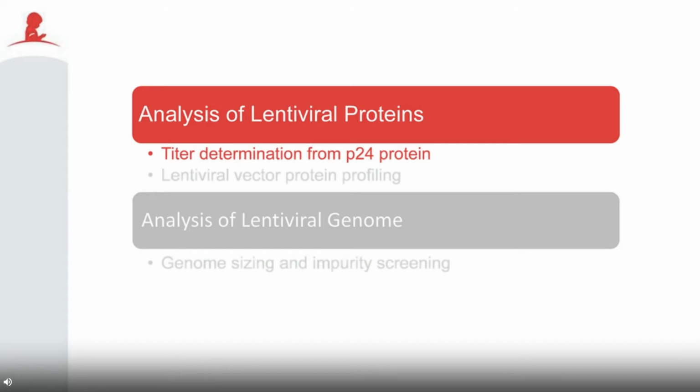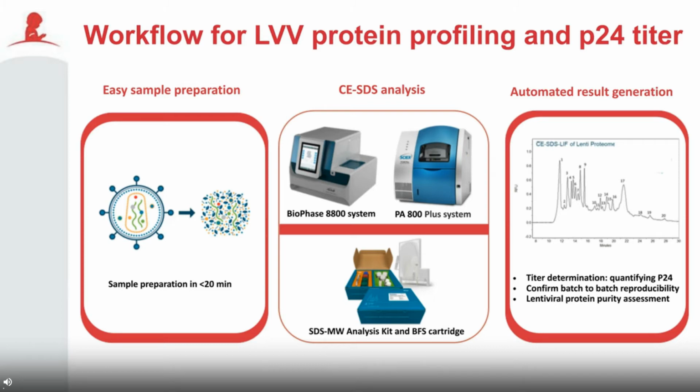So first we'll look at titer determination by correlating the P24 protein to the titer of the lentivirus. The workflow started with an easy and efficient two-step sample preparation protocol, which included disassembly of the lentivirus particles using SDS, and then covalent attachment of a fluorophore to the disassembled proteins, labeling the proteins and making them fluorescent.